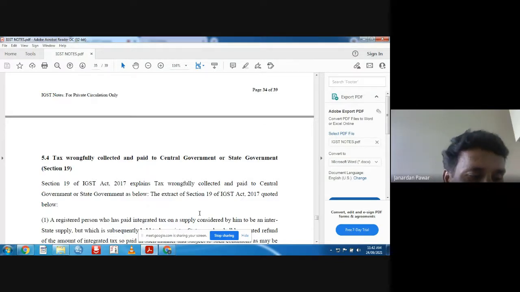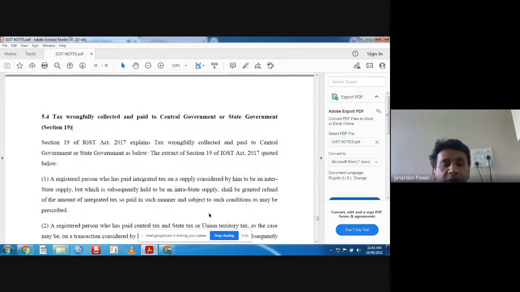Not only have they collected the tax, but they have also made an apportionment of IGST to the central government as well as state government. As we know, the amount of indirect taxes is always distributed among the central government and state government. Whether it is correctly or wrongfully collected, certain provisions are made for this kind of wrong action taken by the authority. Section 19 of the IGST Act 2017 explains this. The extract of section 19 is quoted below.